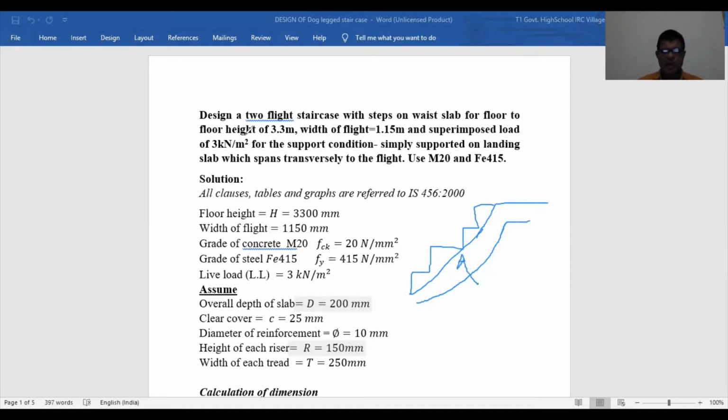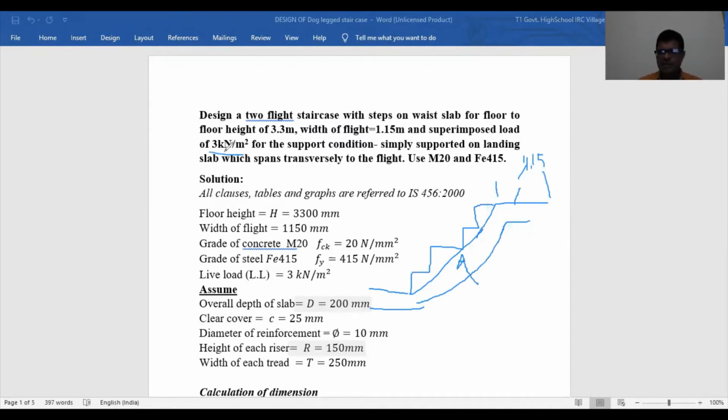For a floor to floor height of 3.3 meter. Floor to floor height means this is a floor, this is a floor, so landing to landing. Floor to floor height is given as 3.3 meter. Width of the flight is 1.15 meter, that means this width is given as 1.15 meter, and the superimposed load is 3 kN per square meter.